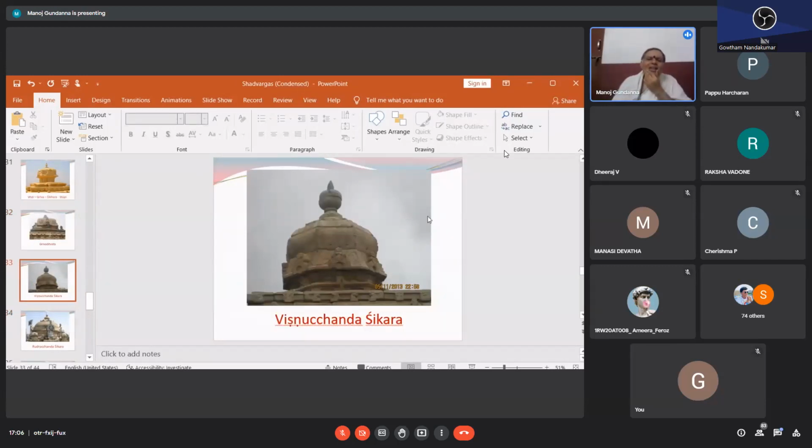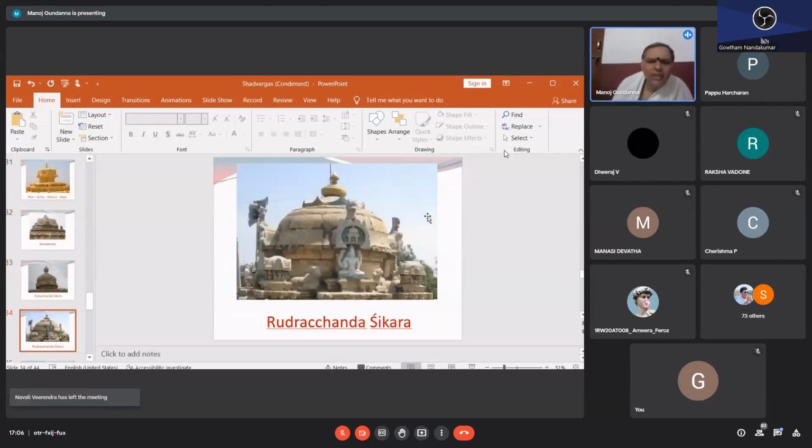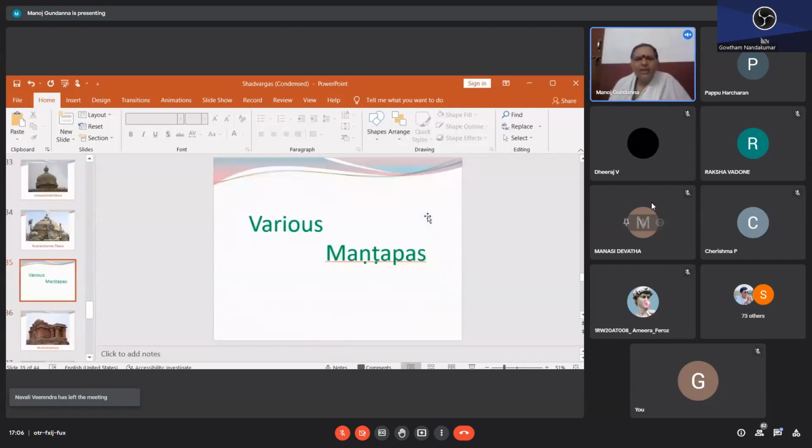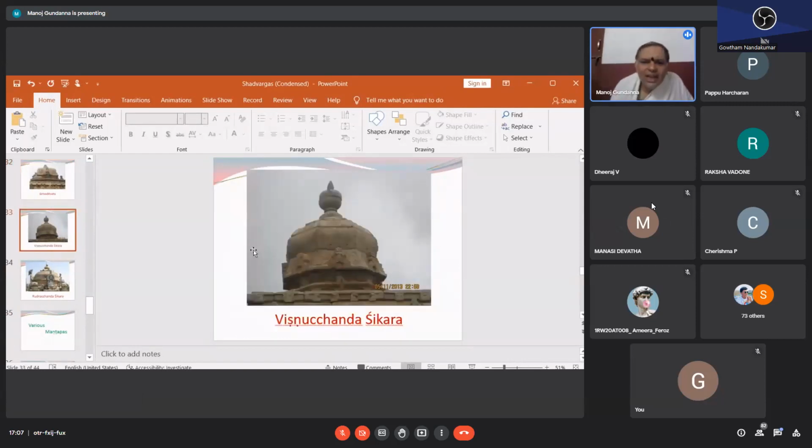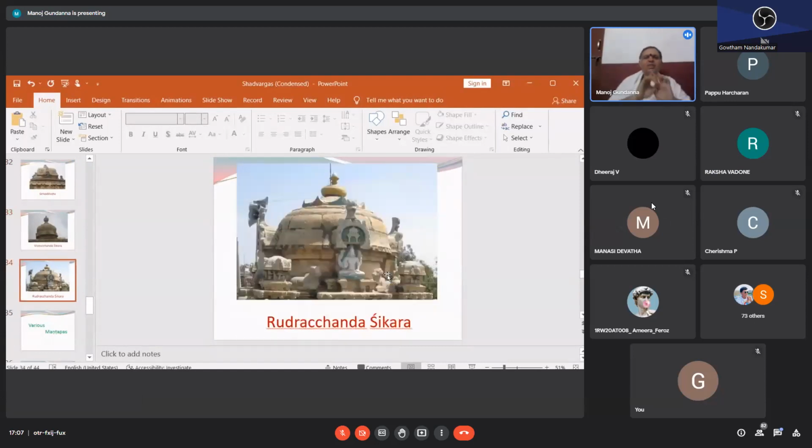Now there are three major branches of shikaras. I'm mentioning broad classifications; further, they are divided into various types, but we will not go into that. If the shikara is square on plan, it is called Brahmachanda. If the shikara is octagonal on plan, it is called Vishnu Chanda. And if the shikara is circular on plan, then it is called Rudra Chanda.